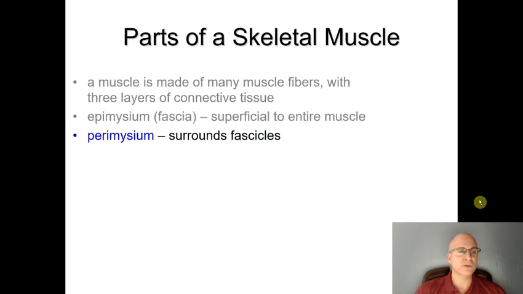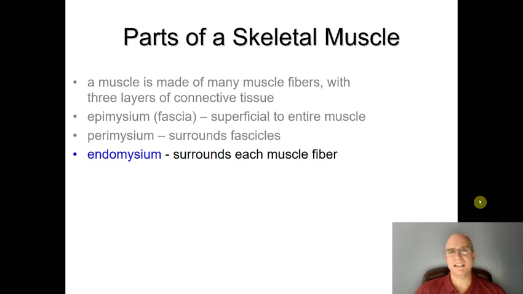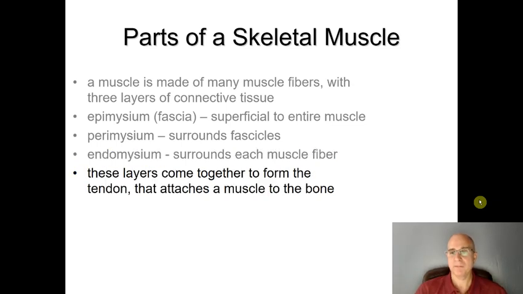Deep to the epimysium is going to be the perimysium. And the perimysium is going to be this connective tissue layer that will surround individual fascicles. And then the deepest of all of these connective tissue layers is going to be called the endomysium. And the endomysium is going to surround each muscle fiber. So endomysium, perimysium, and epimysium, all these connective tissues that are associated with the muscles actually grow together. And when they grow together, they form the tendon that actually grows into the periosteum. And it's these layers that are going to form the tendon that connects the muscle to the bone.